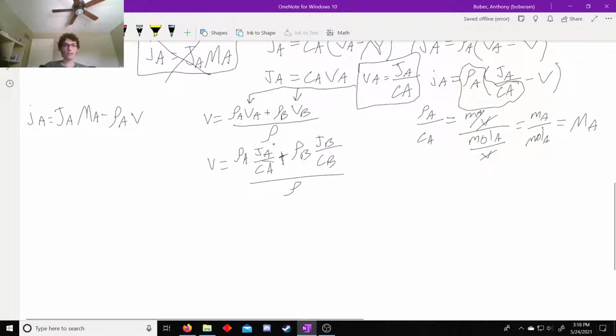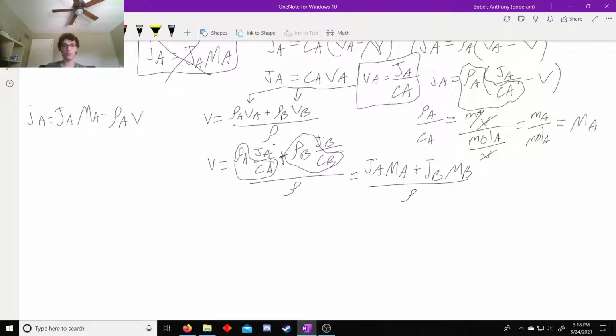Scroll down here. And we have this right here. This is mass concentration over molar concentration. And we already said over here on the right that this is equal to molecular weight. So I'm going to make that substitution. And we get molar diffusive flux of A times molecular weight of A plus molar diffusive flux of B times molecular weight of B, all over total mass concentration.